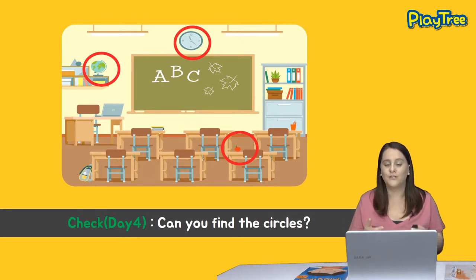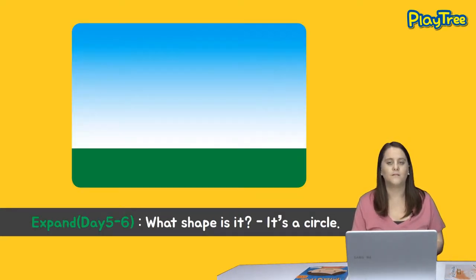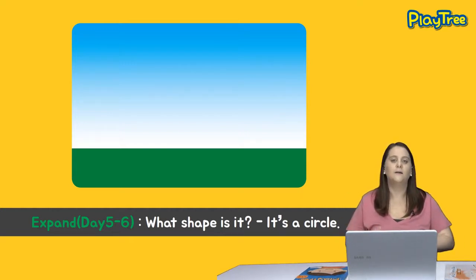Now, is a circle the only shape? No, it's not. The students are now going to expand their basic concept over day 5 and 6. So, here, day 5 and 6, the lessons are going to expand to include the sentence, what shape is it? And it's a circle.